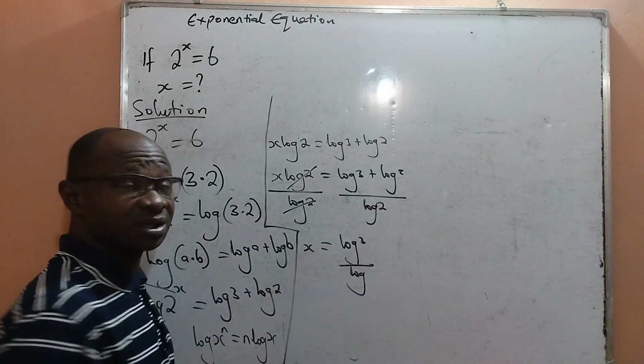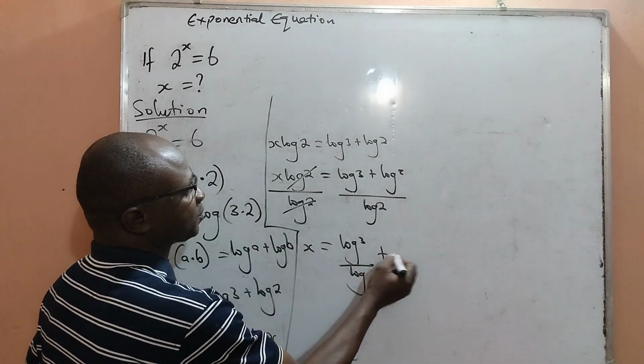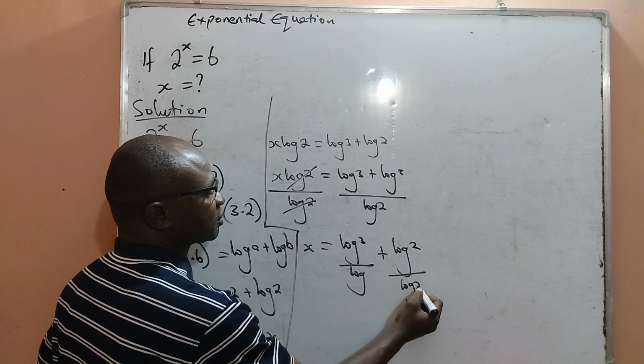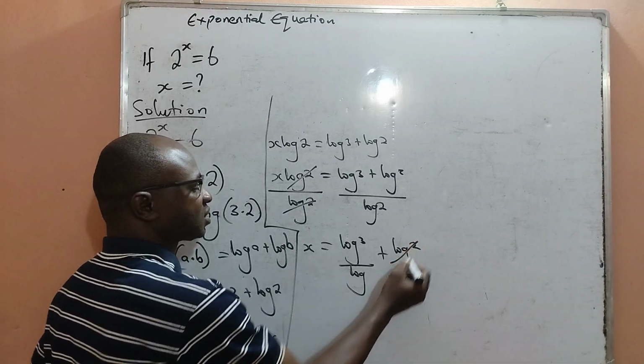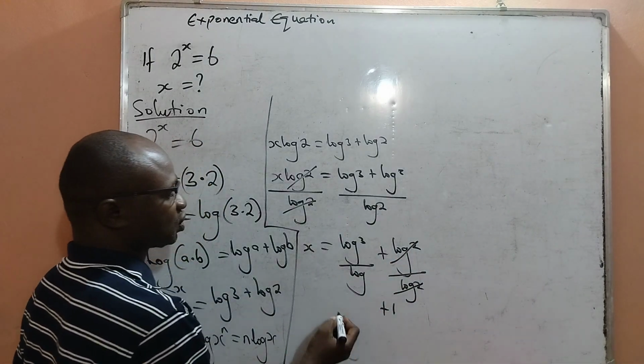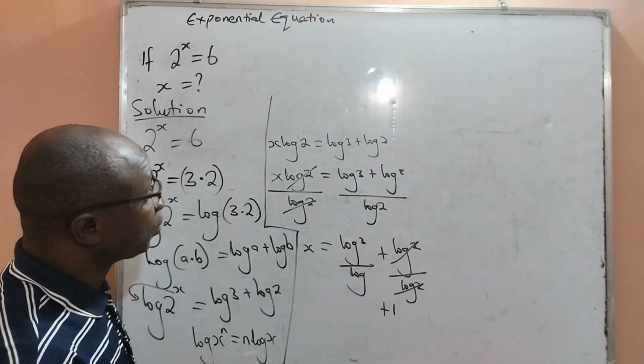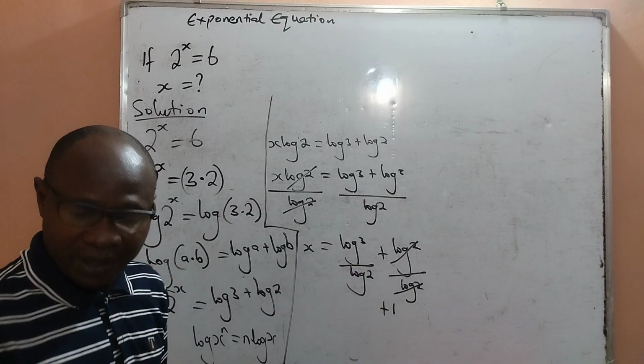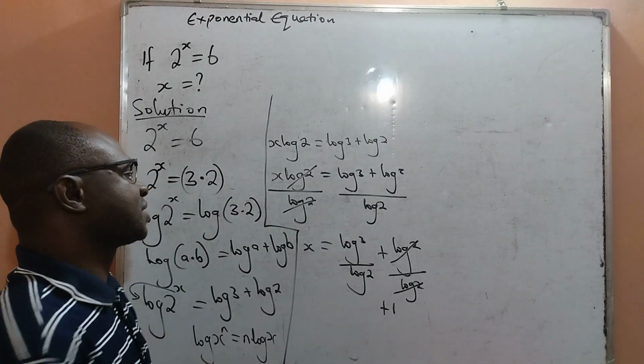I want to separate them. That becomes plus also log 2 all over log 2. So if log 2 cancels log 2, I will have plus 1.